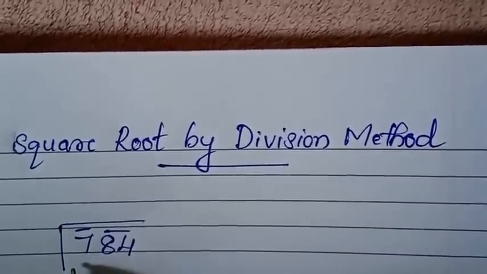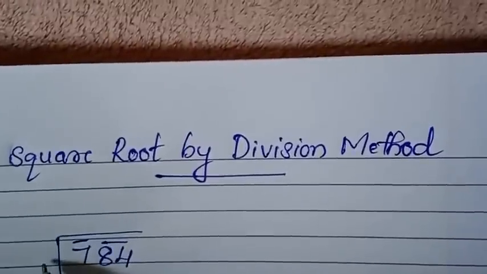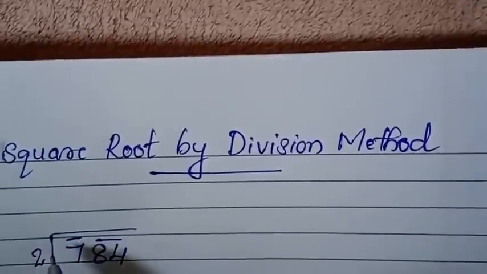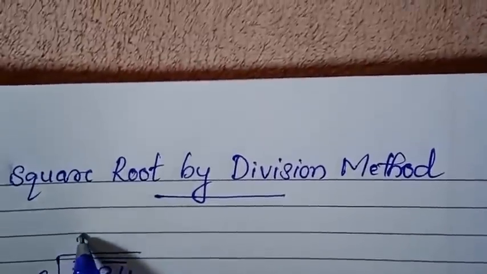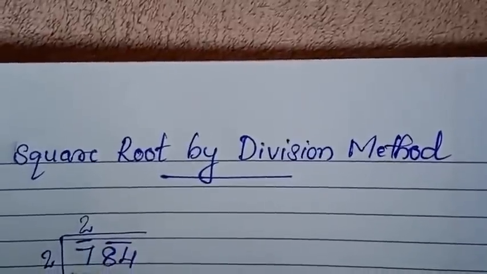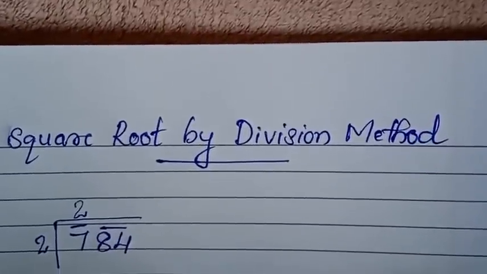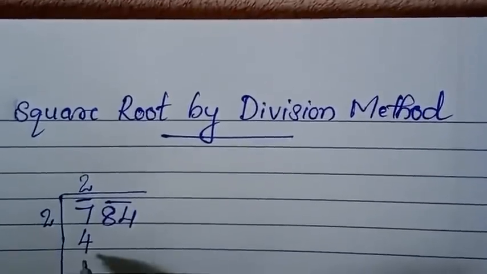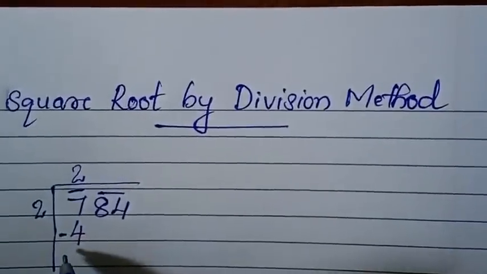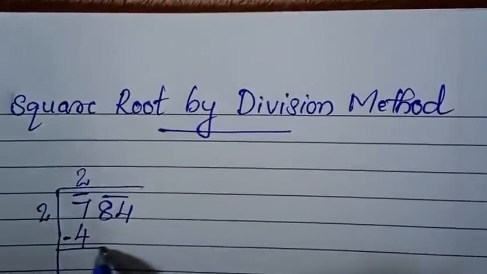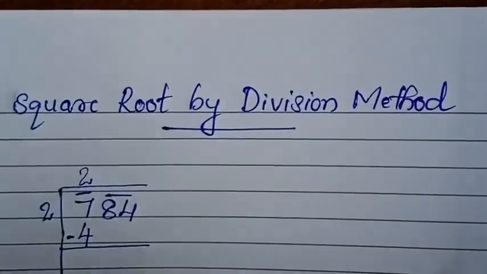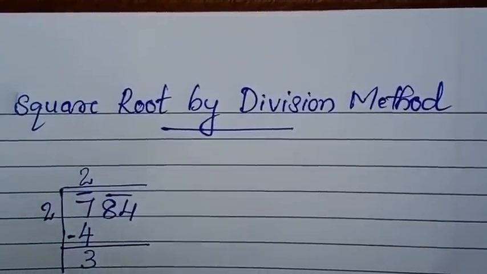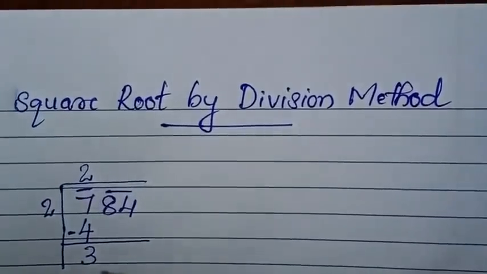So what will we take? 2 square. Shall we write 2 over here? Then in the quotient also, we will write 2. Understood? Then 2 square means 4. So next step is 7 minus 4. Subtract this number. 7 minus 4 is 3. This much you understood? So this portion is finished.